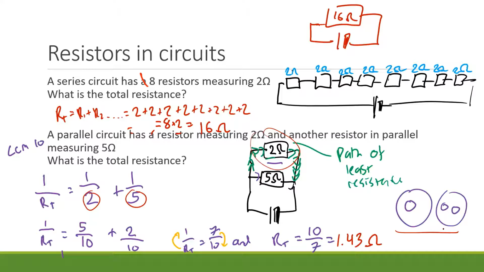What about those of you that say, ugh, I hate fractions, I don't want to deal with them? You could just do this. 1/2 is 0.5, 1/5 is 0.2. So 1 on RT equals 0.7. RT equals 1 divided by 0.7, which equals, you bet, 1.43 ohms, if you don't like fractions.